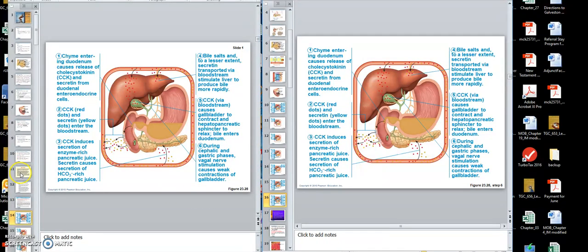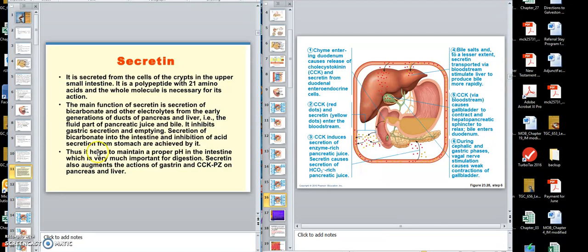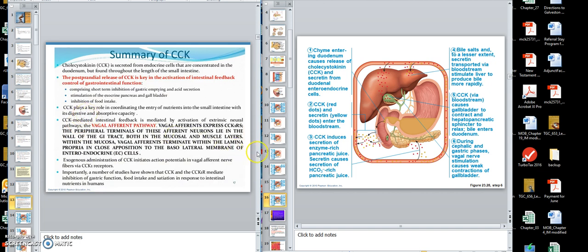So we go back. What does secretin do? Secretin causes bicarb to come. CCK induces secretion of enzyme-rich juice. Secretin causes secretion of bicarb. CCK does what? Increases the output of digestive juices and contracts the gallbladder.